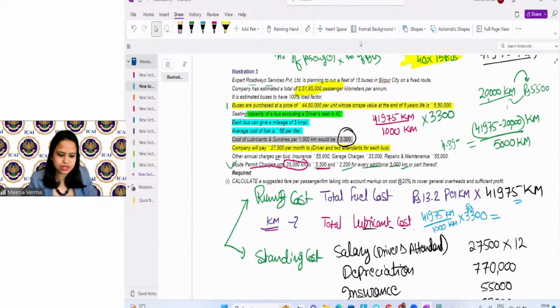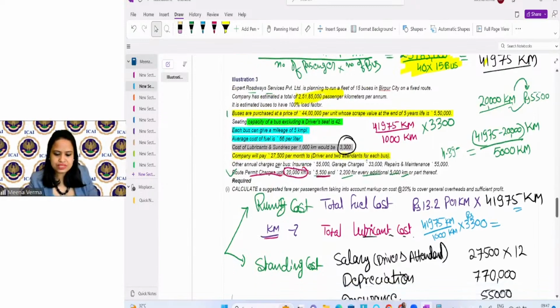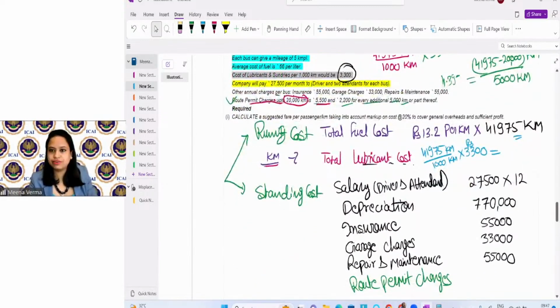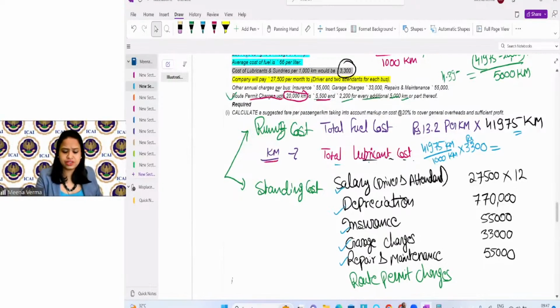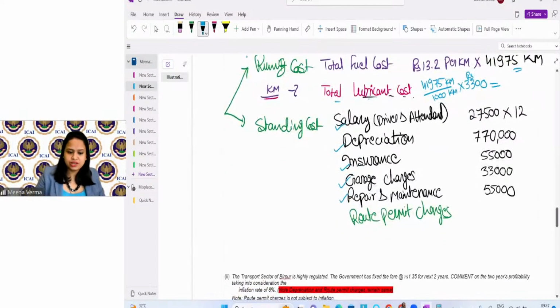So let's see these costs. Let me add these costs now. Okay, let's do this now. If you see here, we have calculated everything. We have calculated the running cost. Running cost is clear. We have calculated the lubricant cost. We have considered the salary, depreciation, insurance charges, garage charges, repair charges, everything. And the last one, the route permit charges. Let me quickly write the route permit charges here.